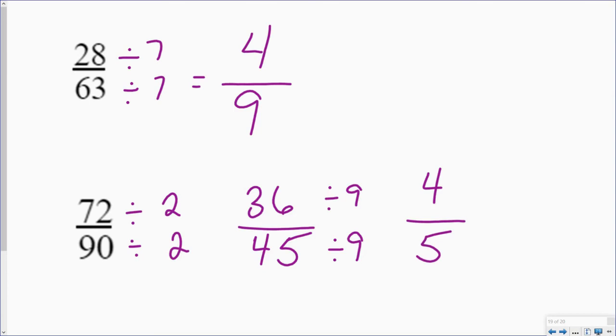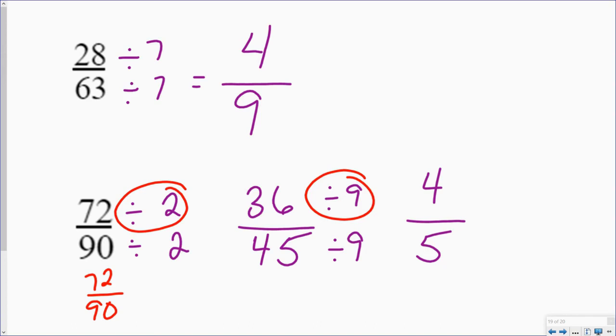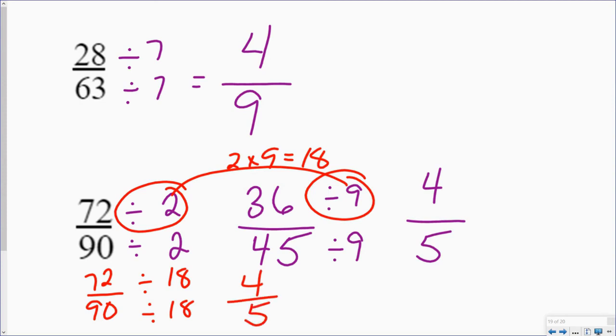Now, what I could have done if I'm looking for the greatest common factor, with my 72/90, well, if you notice, I divided by 2 and I divided by 9. So the largest number that goes into both of these would be 18, because 2 times 9 gives me 18. And when I divide both of them by 18, I would get 4/5. So again, 4/5 would be my 72/90 in the simplest form.